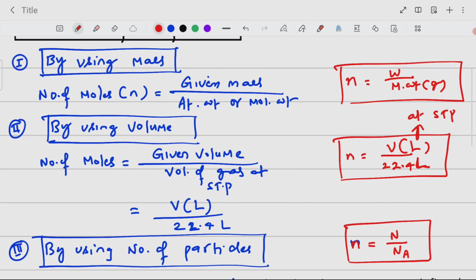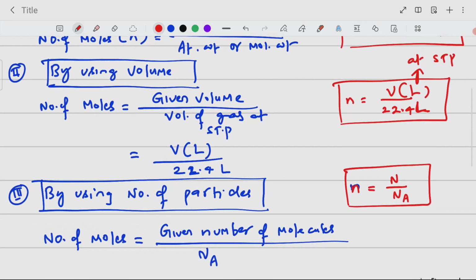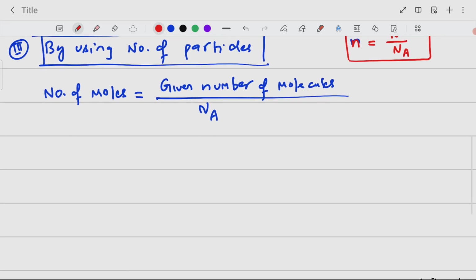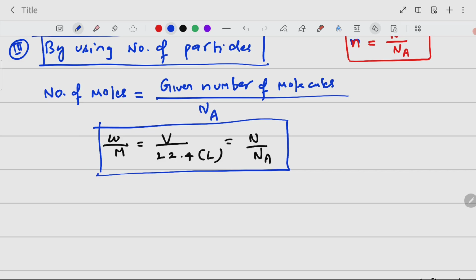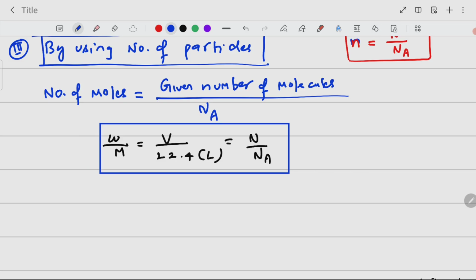90 to 95% of the questions in mole concept are directly or indirectly related to these three formulas. If you are clear with these three types, you can easily do any type of question. Now if I write them together, W by M is equal to V by 22.4 liters at STP is equal to N by Avogadro's number. This is the most important formula, the conversion we use in upcoming concepts. Very easy. Once you know these three, you can solve any type of question.